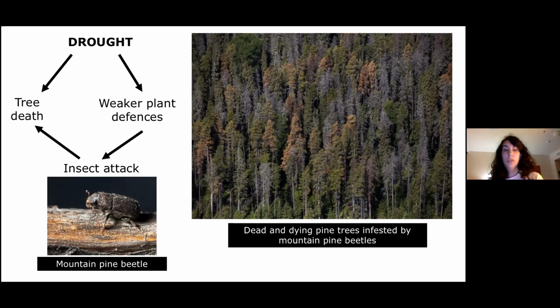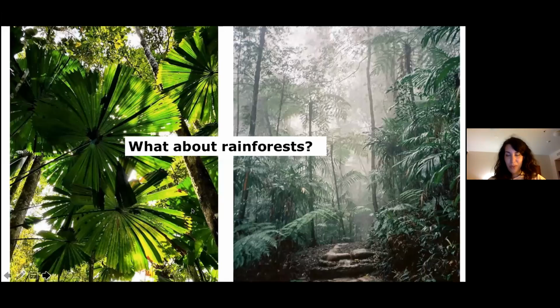So it's then an opportunity for insects to attack the trees, and this has been seen a lot in temperate forests. For example, the mountain pine beetle has been responsible for killing millions of trees in temperate forests. So that's something we know about temperate forests. But then there's the question of what about rainforests?